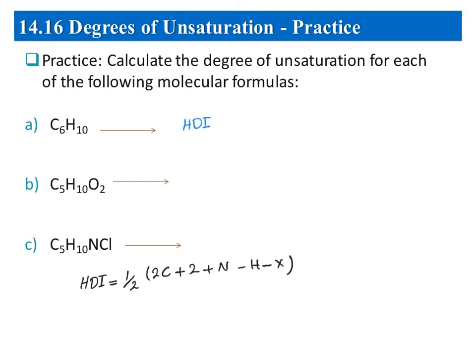HDI here equals 1/2. We have 6 carbons, so 2 times 6, plus 2. We don't have any nitrogen, so plus 0. We have 10 hydrogens and 0 halogens. And if you do the math, the HDI here equals 2. For the second molecule, the HDI is going to be equal to 1. And for the third molecule, the HDI is also going to be 1.